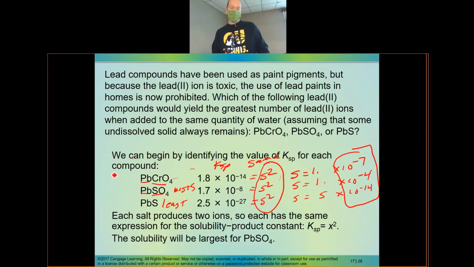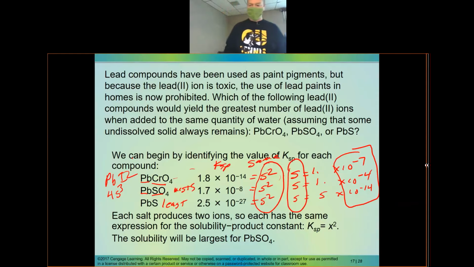But many times you're going to have, say, Pb, you could have a PbI2, and so the KSP given there is 4S to the third. So you have to divide by 4 and take the cube root. You have to get the right answer every single time for which one is the most soluble, so you've got to solve for the solubility for all of them.